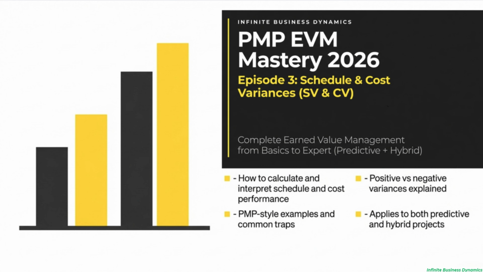In this explainer, we are jumping right into two of the absolute cornerstones of project management, Schedule Variance and Cost Variance, or as you'll get to know them, SV and CV. We're going to cover how to calculate them, what they actually mean, and run through some real PMP-style examples. And the best part, this stuff works whether you're running a traditional waterfall project or a fast-paced Agile one. So let's get right to it.